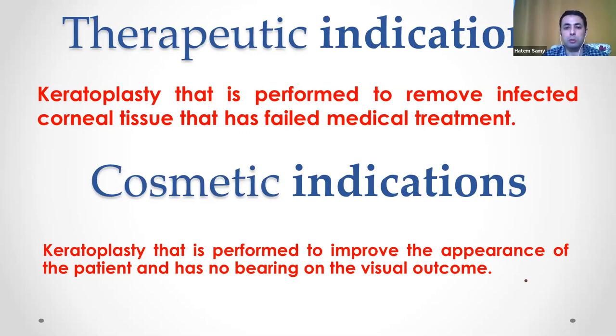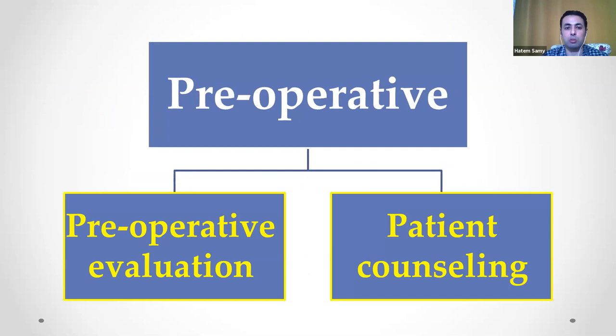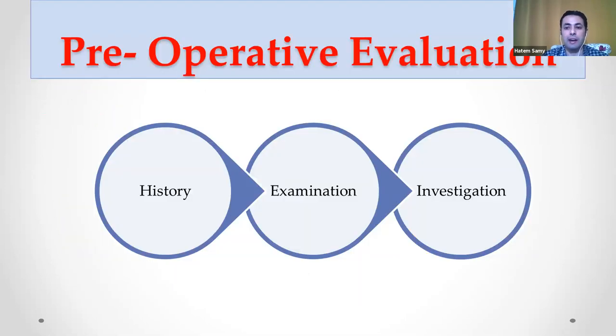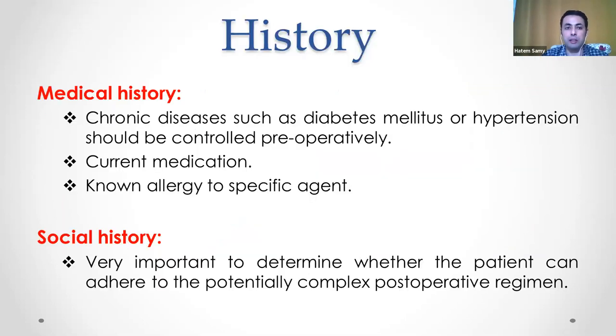When we come to the preoperative evaluation for a case of keratoplasty, we have preoperative evaluation and patient counseling. Preoperative evaluation includes history, examination, and investigations. In history, we have first the medical history for chronic diseases such as diabetes and hypertension, which should be controlled preoperatively, current medication, or allergy to any specific agent.